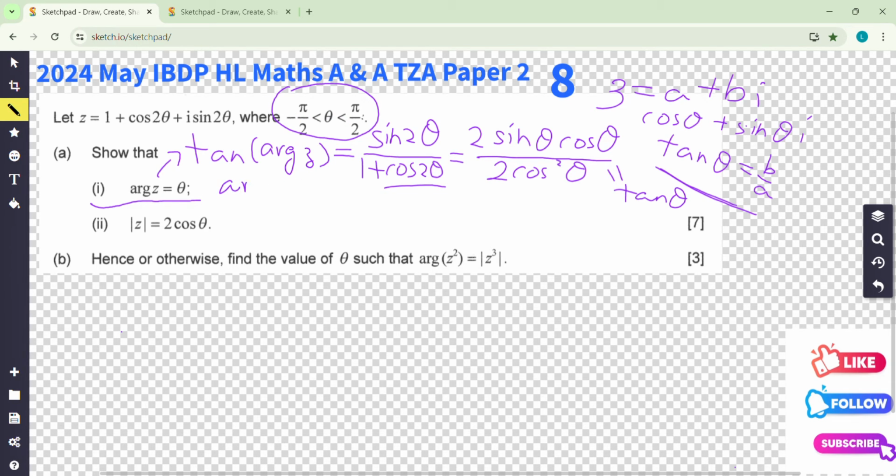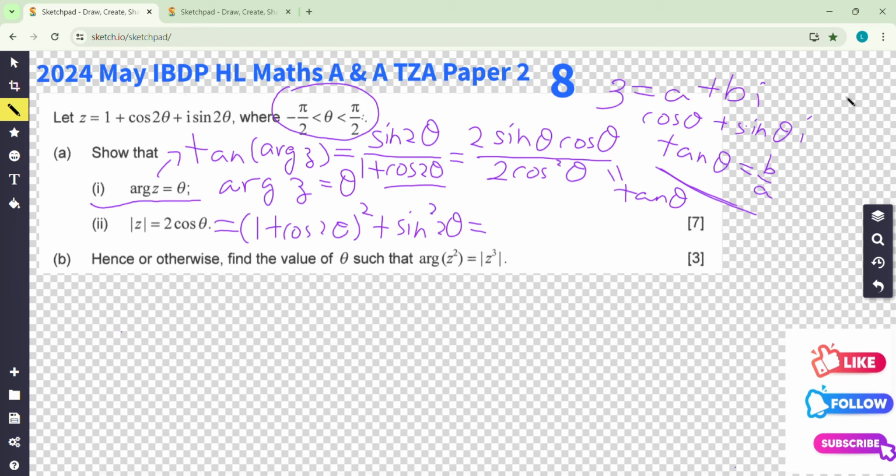So argument of z equals theta. Bingo. Next one, we have to show that the magnitude, okay, the length of z equals 2 cosine theta. Remember, Pythagoras theorem nearly, right? a square plus b square. So remember this one is a square, but a is complicated. a square plus b square.